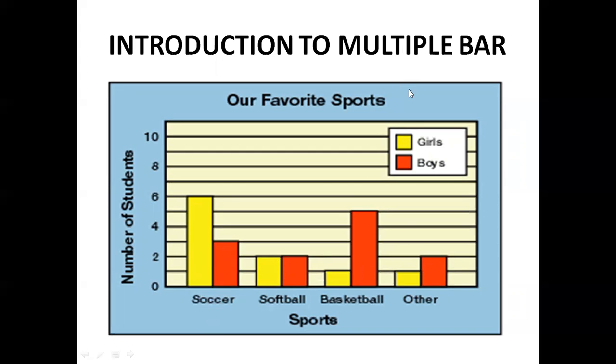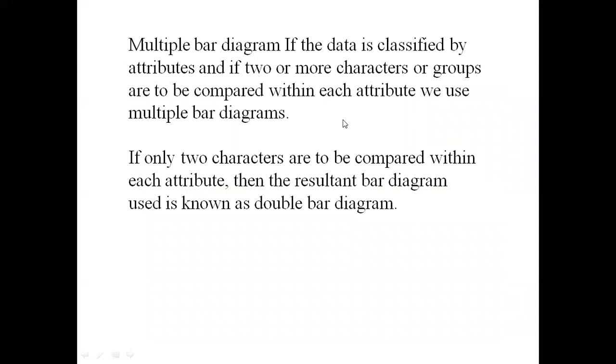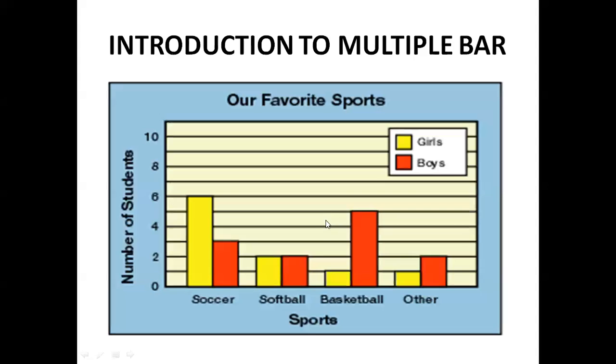So this is called a multiple bar diagram. If only 2 characters can be compared within each attribute, then the resultant bar diagram is known as a double bar diagram. See, this is called a double bar diagram because we are showing only 2 attributes, 2 qualities. In such cases it is a double bar diagram: just two, one male and one female, or girls and boys. Sports is nothing but one variable. Favorable sports is one variable.